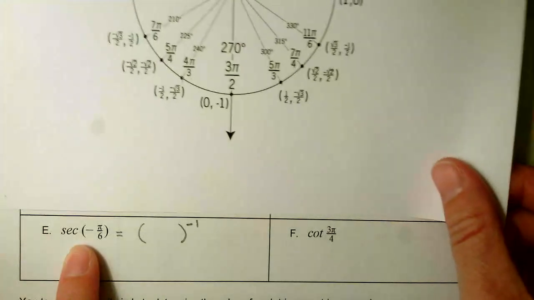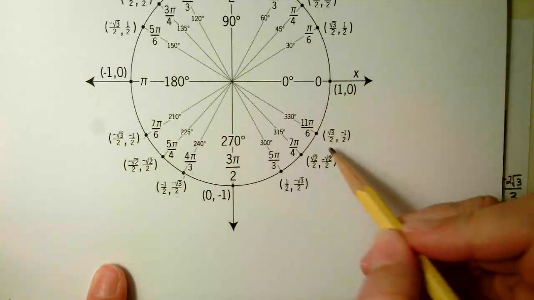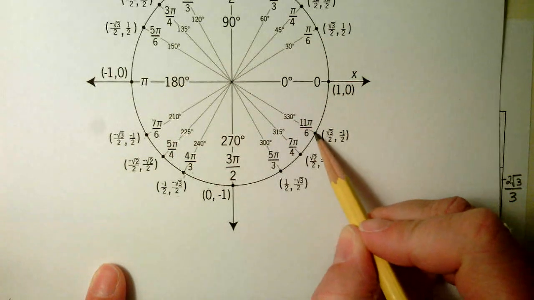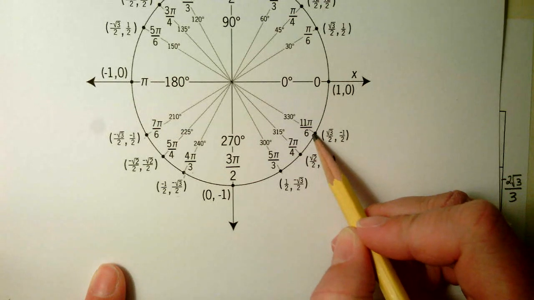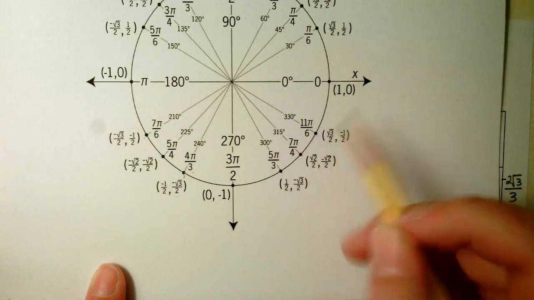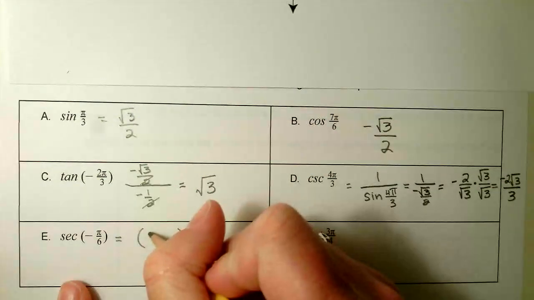Another shortcut for this is that secant is going to be the reciprocal. So we can show the reciprocal with a negative 1 exponent, because remember, negative 1 exponent means the reciprocal, 1 over. So secant is the reciprocal of cosine. So I am going to look for negative pi over 6, which is right here. I'm starting at 0, I'm going down pi over 6. My cosine there is square root of 3 over 2.